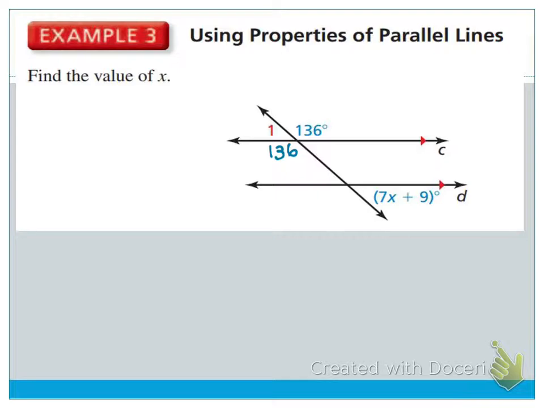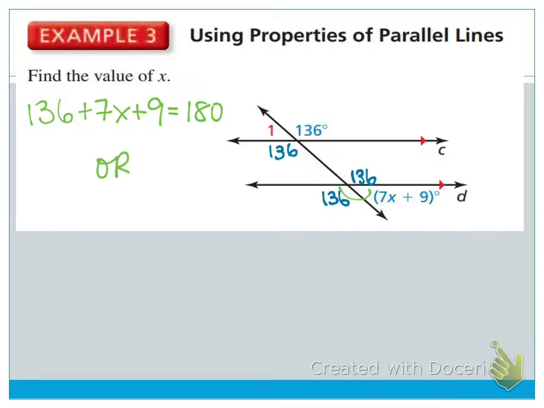Right, so I knew this 136 because vertical. I knew this 136 because they're corresponding. And this 136 because vertical and corresponding. So does 7x plus 9 equal 136? No. It does not. So again, you could do 136 and add it to 7x plus 9, and they equal 180.